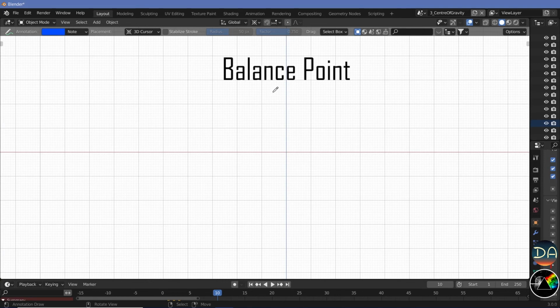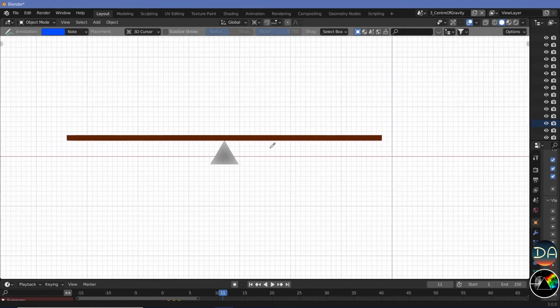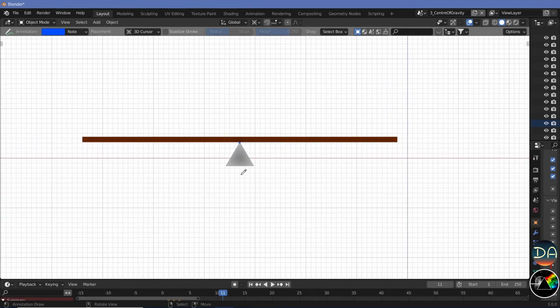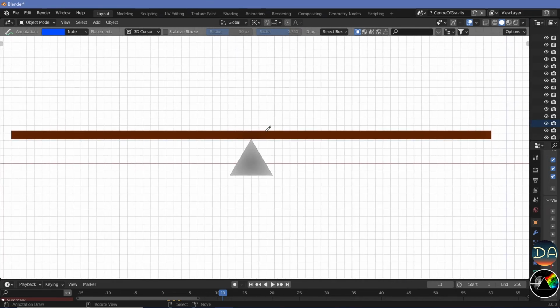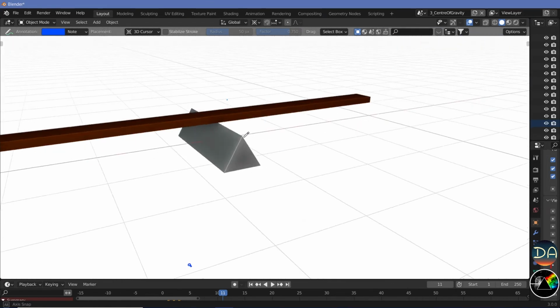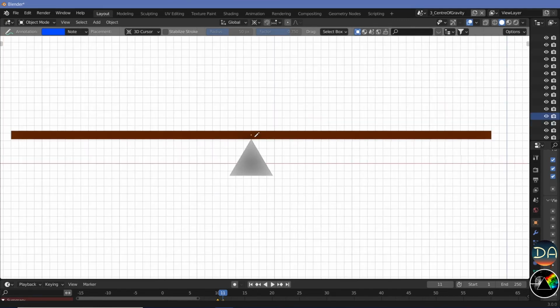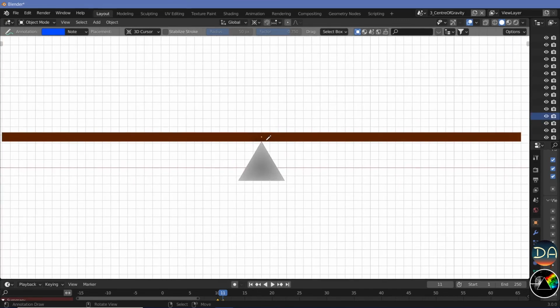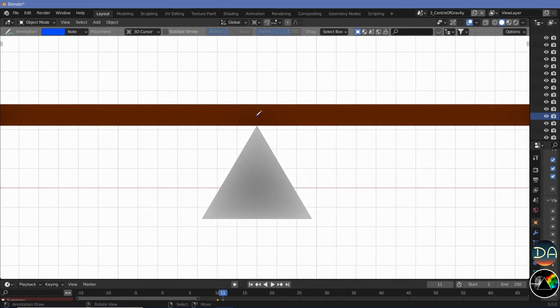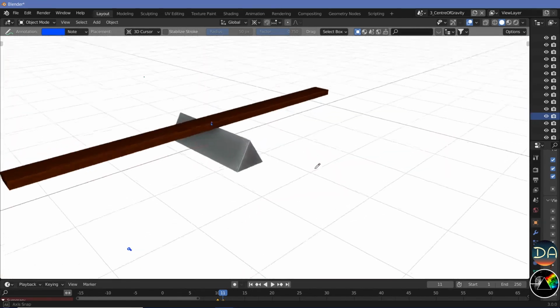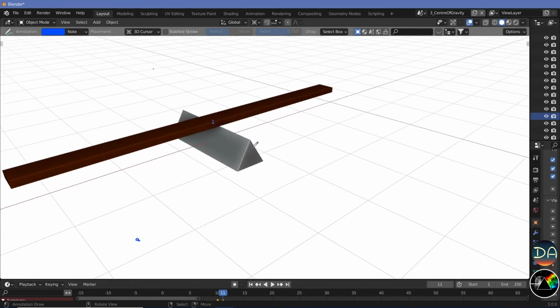So the balance point is the point upon which objects can actually balance. For example, this meter scale is being balanced on a knife edge. The only way that that's possible is because the center of gravity of the meter scale lies right here. So the balance point is directly under the center of gravity, and that's over here. And because we're balancing it exactly on that point, the meter scale remains balanced, even on a knife edge.